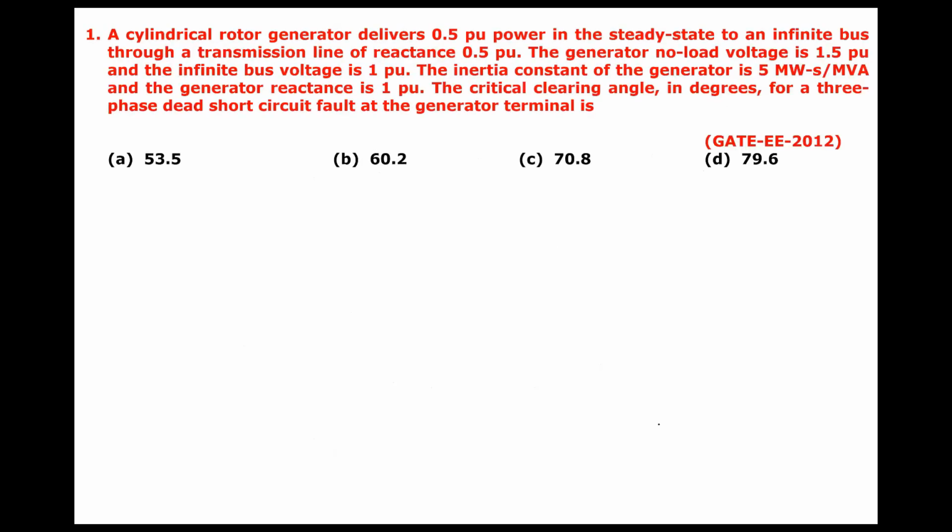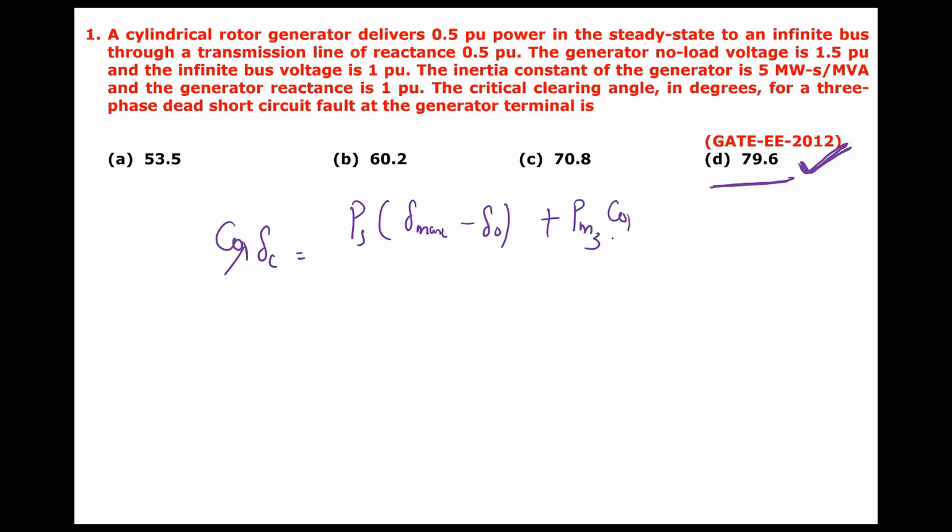So this is about stability. This question you can practice at home. He is simply asking for the critical clearing angle. The option is 79.6 degrees. You'll get it. If you don't, I'll solve it some other time. It is a simple substitution for cos delta C. So again, I am writing the formula here: cos delta C is equal to PS into (delta max minus delta naught) plus PM3 cos delta max, divided by PM. If you substitute that, you are going to get 79.6 degrees.